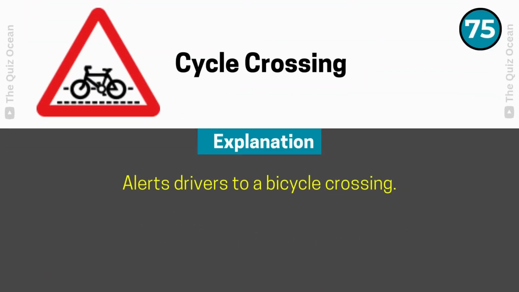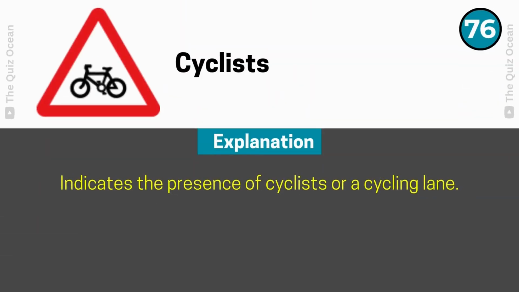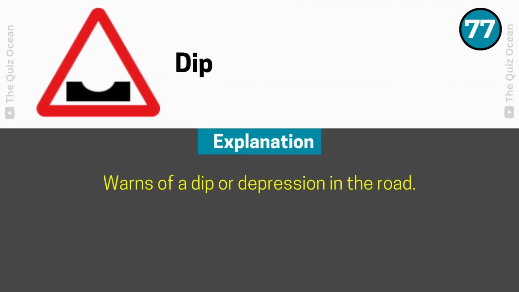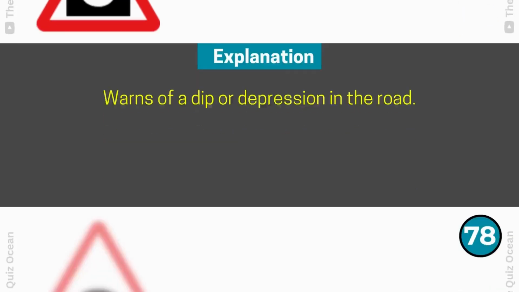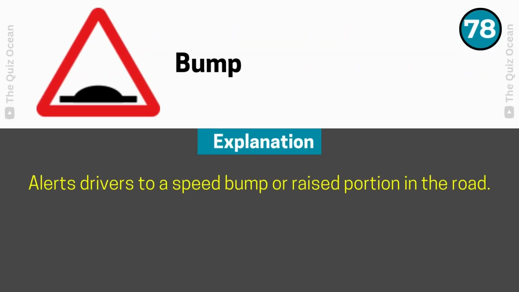Cycle crossing sign alerts drivers to a bicycle crossing. Cyclist sign indicates the presence of cyclists or a cycling lane. Dip sign warns of a dip or depression in the road. Bump sign alerts drivers to a speed bump or raised portion in the road.